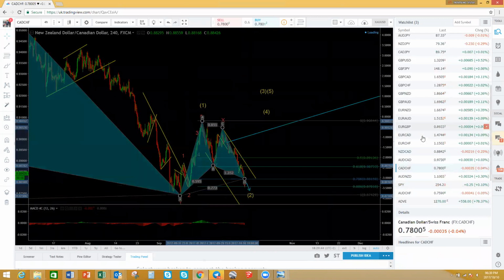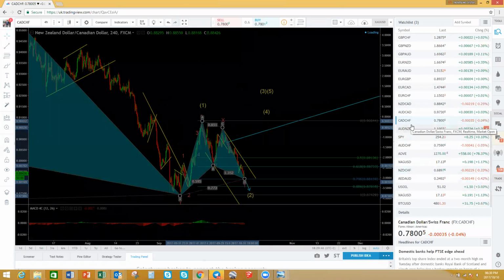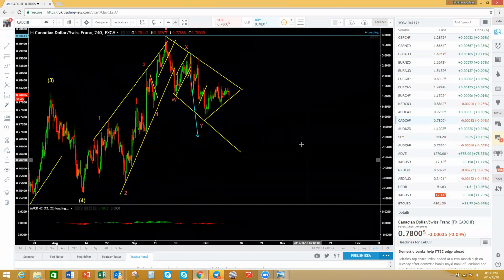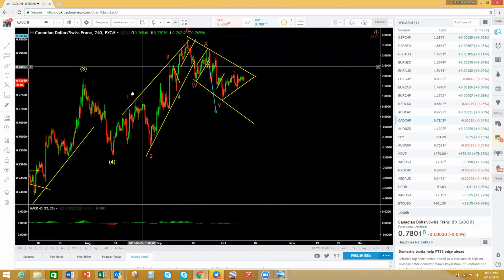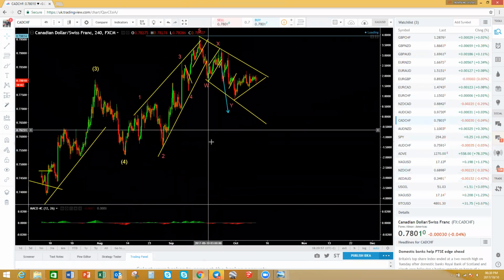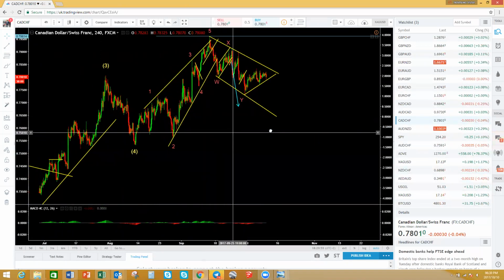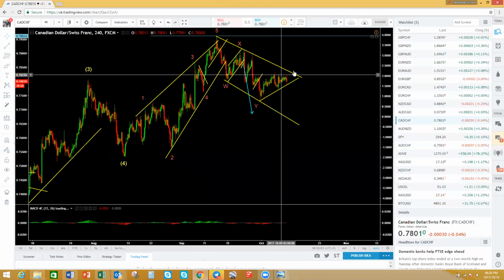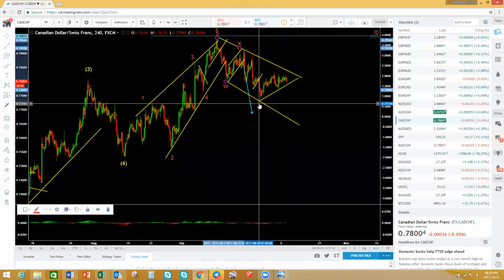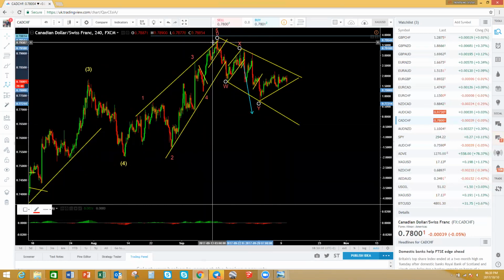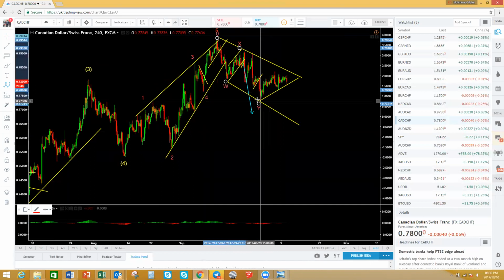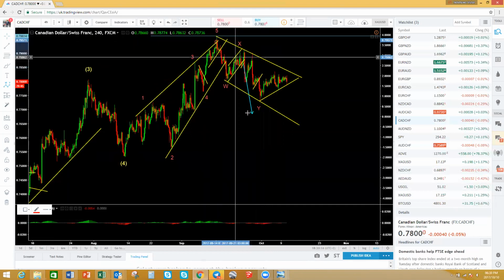CAD Chief. It's loading a bit slowly. All right, so CAD Chief. We have 1, 2, 3, 4, 5 to the upside. We're just in a correction here. I doubt this correction is finished, so this is what I think will happen here. You see, this is how I do when I make adjustments. So I haven't looked at this one since I labeled it down here. So this is what I anticipate.